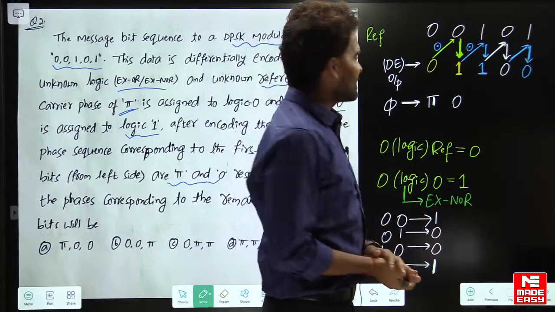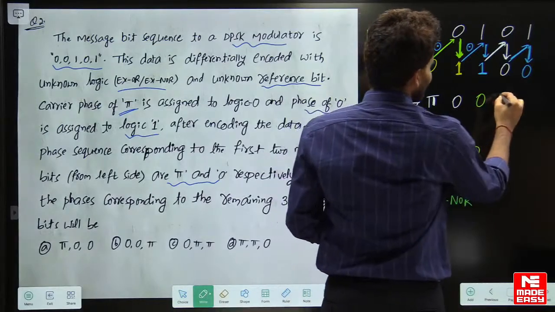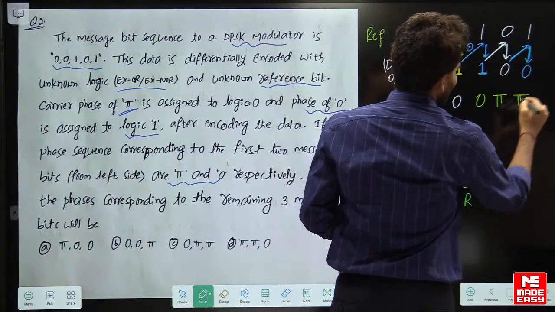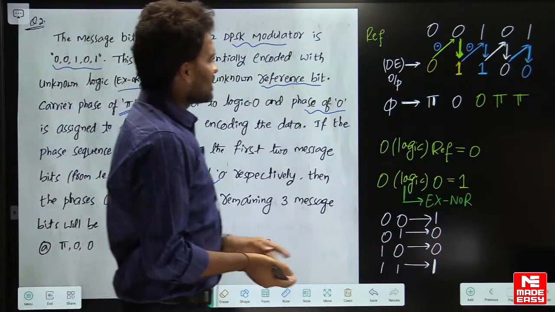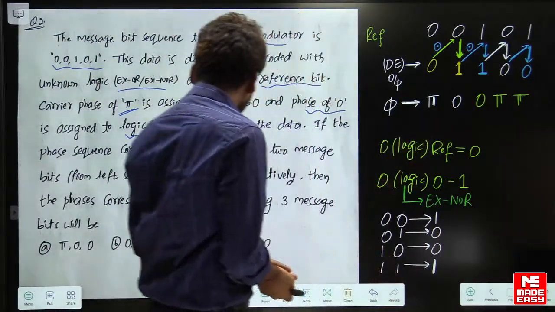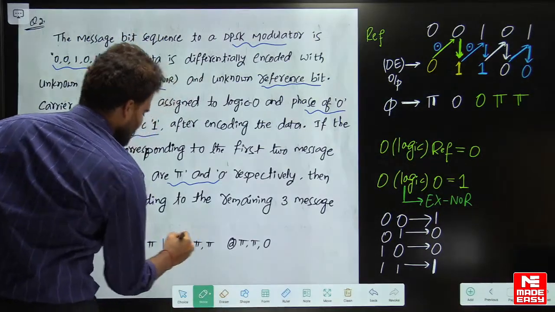Then what phases can we assign? For 1 the phase will be 0, for 0 the phase will be pi. So the phases assigned to the remaining bits will be 0 pi pi. So 0 pi pi means option C is going to be correct.